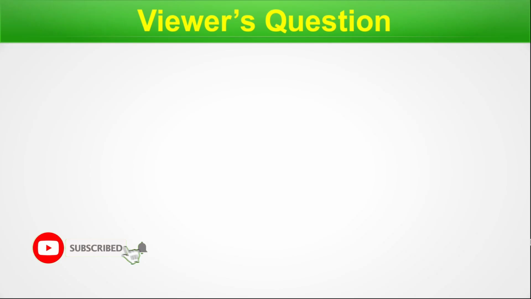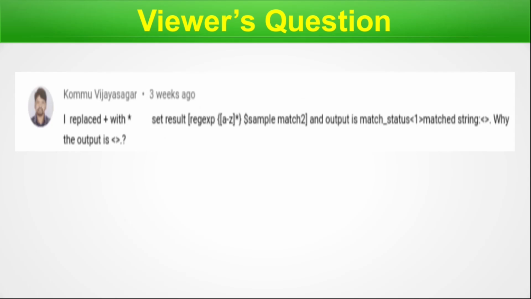We are on our computer screen and the viewer's question for today's episode is: Komu Vijayasagar asked, I have replaced plus with a star for the expression set result regexp, then a-z star $sample, then match 2, and the output is match status is 1 and match string is blank. Why is the output blank?